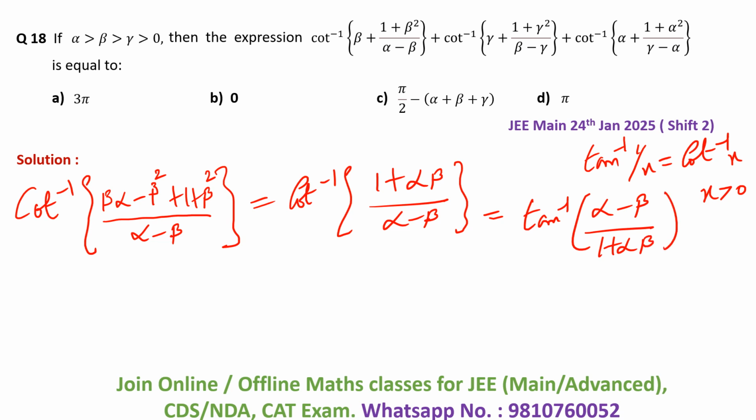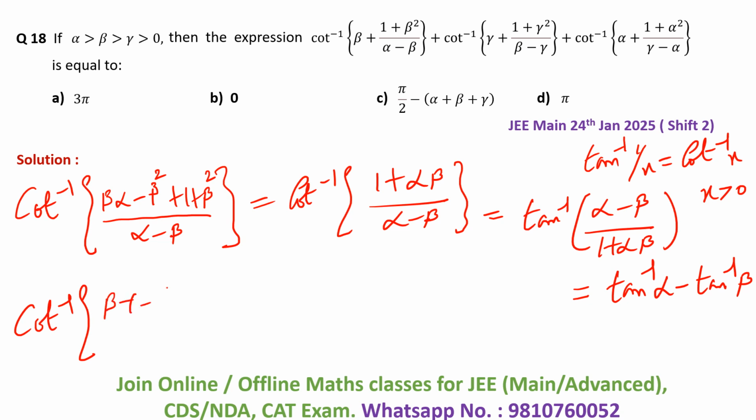Because I also know that alpha is greater than beta and both of these quantities are positive. So that means the input inside the function cot inverse is positive. Now by the formula tan inverse of (x minus y)/(1 plus xy) equal to tan inverse x minus tan inverse y, this can further be written as tan inverse alpha minus tan inverse beta. Fine. Now similarly, we can simplify the second term. That will become cot inverse of (beta gamma minus gamma square plus 1 plus gamma square) divided by (beta minus gamma).